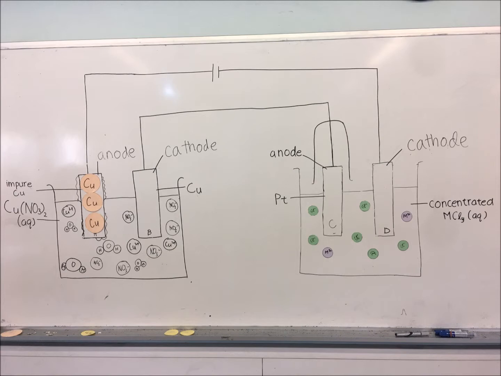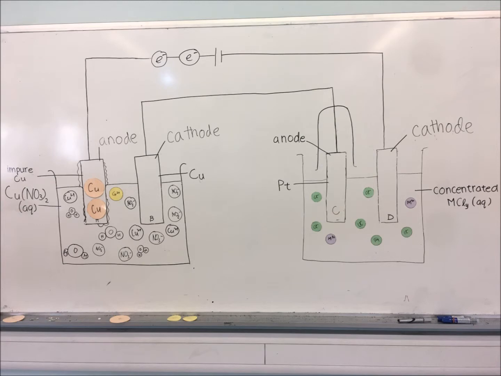Electrode A is situated in a beaker containing aqueous copper nitrate together with electrode B. Electrode C is contained in another beaker filled with concentrated aqueous chloride of metal M together with electrode D. Electrode A and electrode D are connected, and electrode B and electrode C share another connection. Electrode A would be the anode and electrode D would be the cathode, and electrode B would be the cathode and electrode C would be the anode.